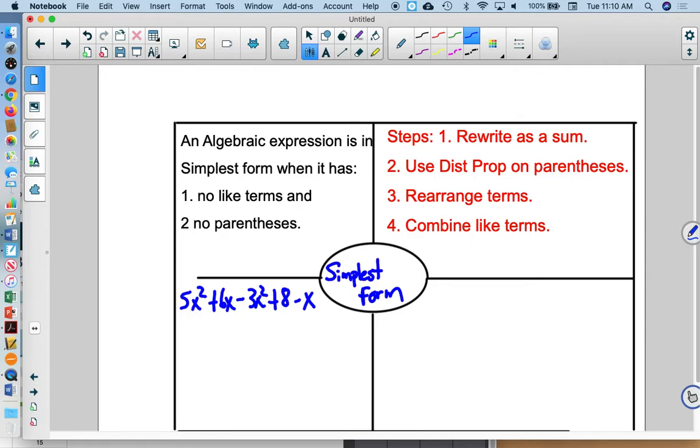Okay, I need to rewrite it as a sum. That's the first thing it says to do. So I need to change all subtraction to add opposite. Okay? That's my step 1.